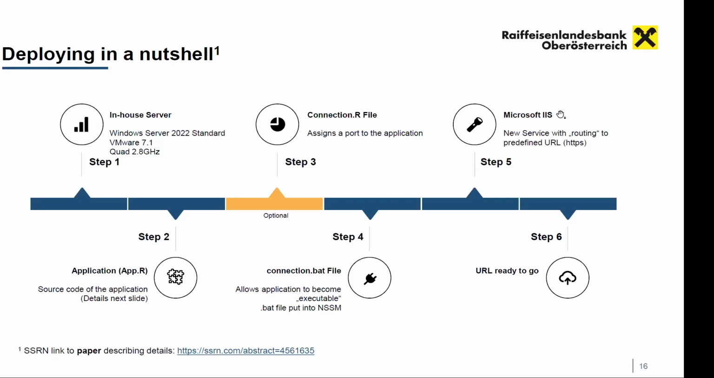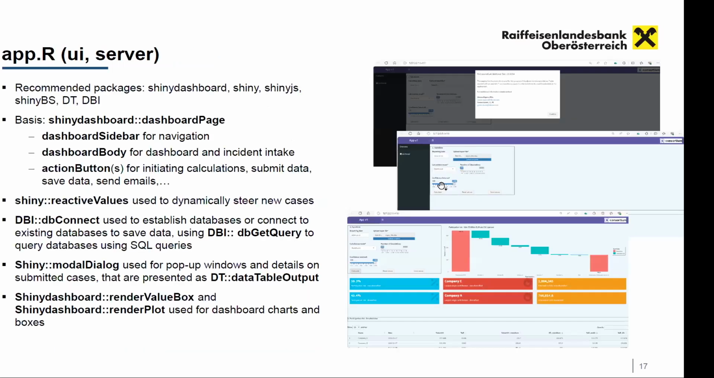And then you have two possibilities, either through Microsoft IIS as a service or through a connection file in the BAT format where you make it executable. So that means, long story short, you have a BAT file that you double click and then something happens. And if you do it in a server, the BAT file runs in the background and makes something available. So that's the quick journey, but let's maybe dig deeper into it.